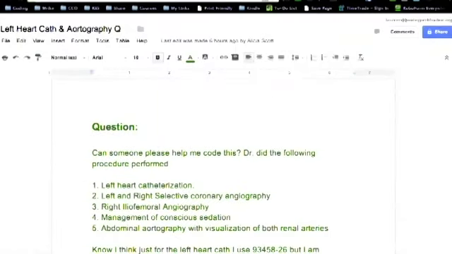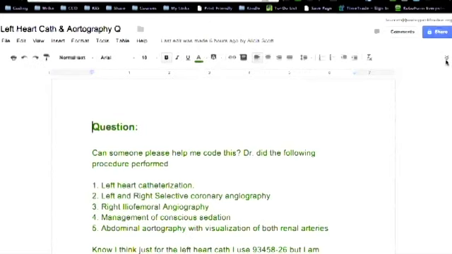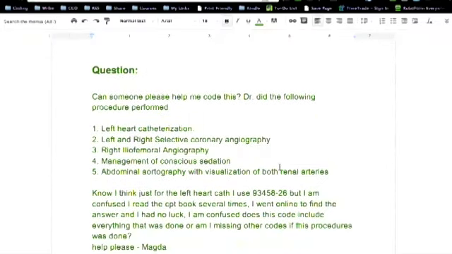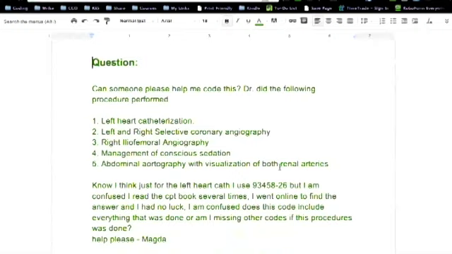So someone needs help with this procedure that they were given. This came out, and what I'm assuming, when I was reading this earlier, is that this is a list of what they did. A lot of times in these reports, you'll see them listed 1, 2, 3, 4. So they did a left heart catheterization, left and right selective coronary angiography, right, oh dear, how do you say that, Laureen? Iliofemoral? Yep, iliofemoral angiography, management of conscious sedation, abdominal aortography with visualization of both renal arteries.